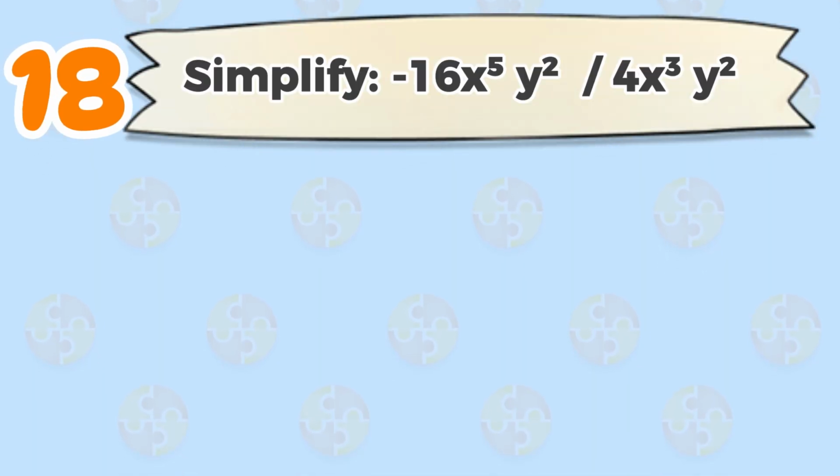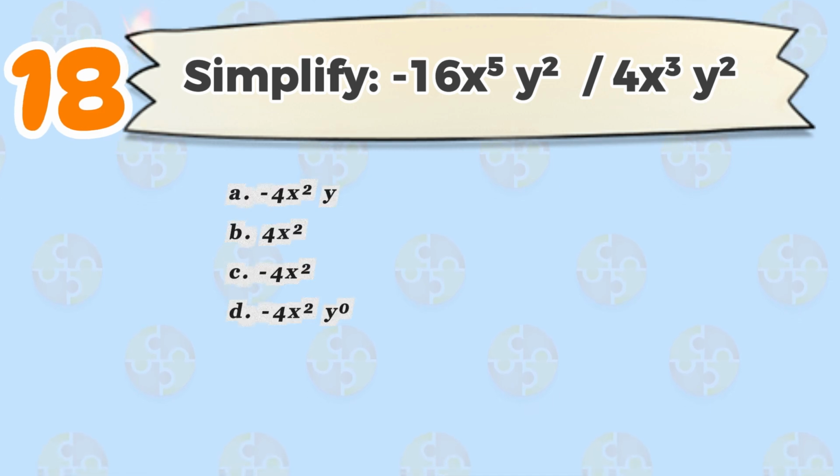Question number 18. Simplify negative 16x to the fifth power y squared divided by 4x cubed y squared. The choices are A. negative 4x squared y, B. 4x squared, C. negative 4x squared, D. negative 4x squared y to the 0 power.